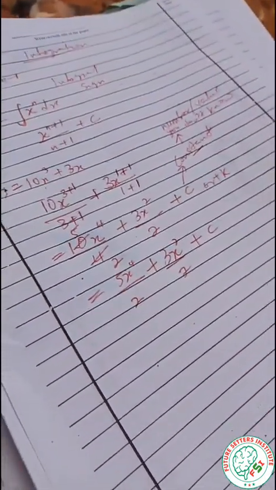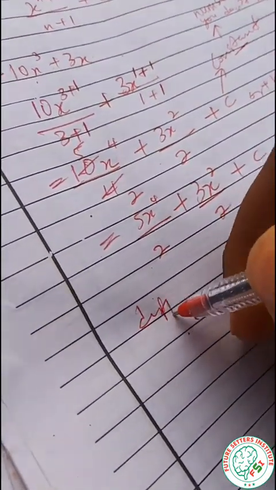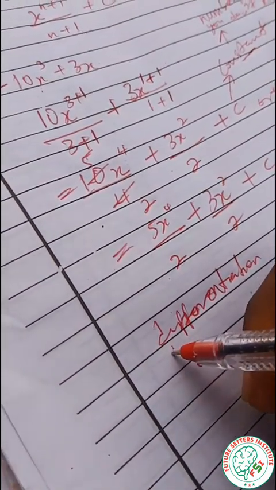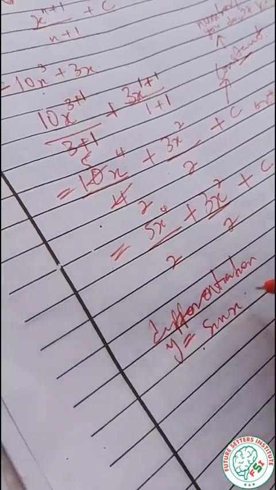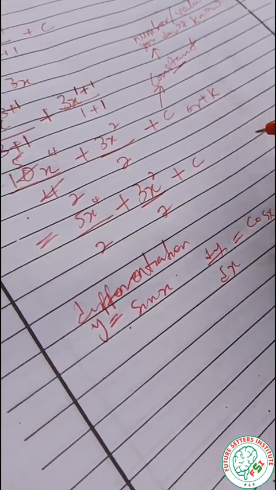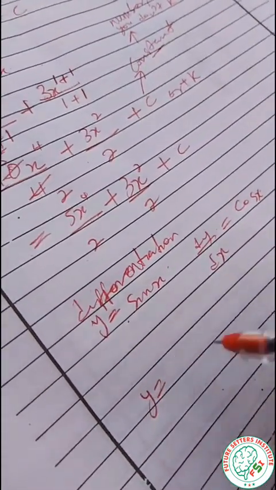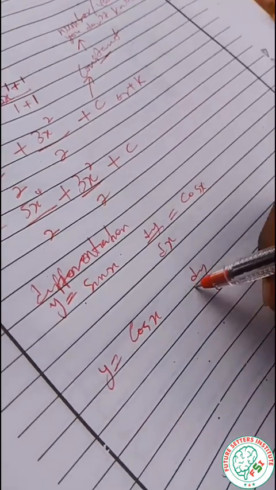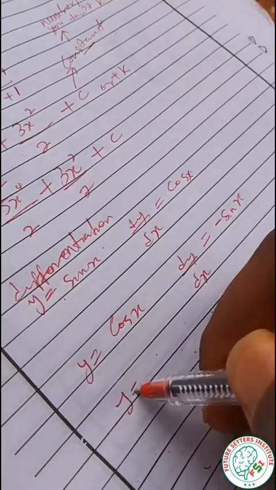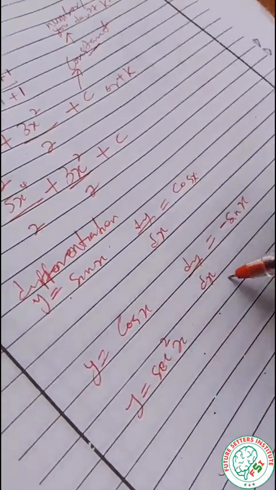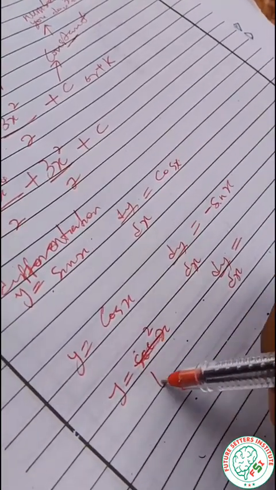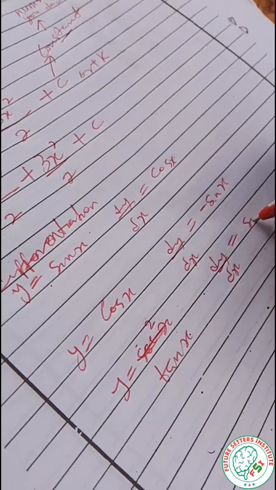When we were solving questions under differentiation back then, if you differentiate y equal to, for example, sine x, you have to find dy dx. Dy dx will give you cos x. Now y equal to cos x, you are told to differentiate cos x. Dy dx will give you minus sine x. Now if y is tan x, dy dx will give you sec square x.